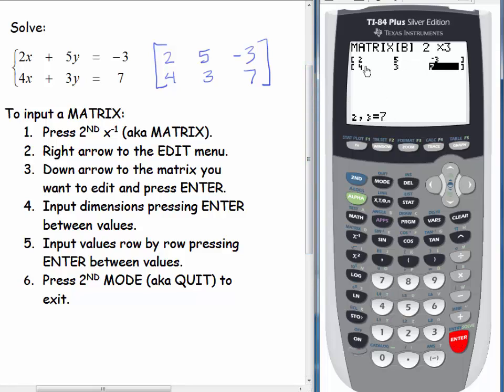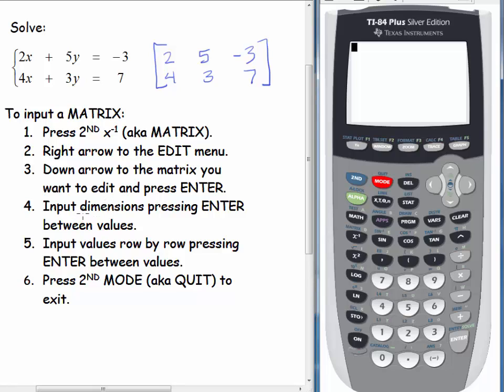I'm going to double check that I have all of the entries correct. One thing to notice here is when I enter negative 3, I need to use the negative sign, not the subtraction sign. So I do have all my values correct. To get out of the matrix editor, I'm going to press second and then mode, which is our quit button. So that is how you enter a matrix into the calculator.